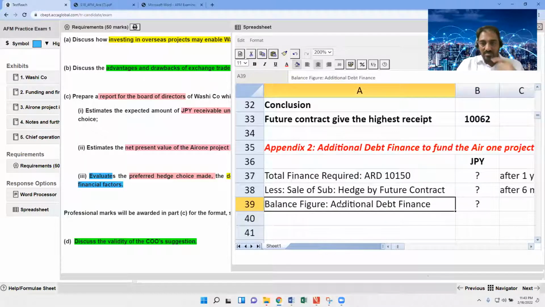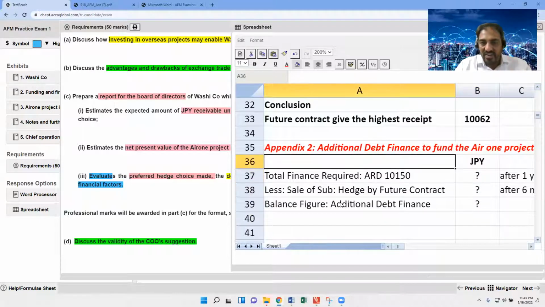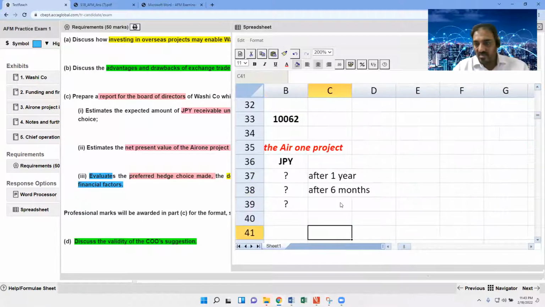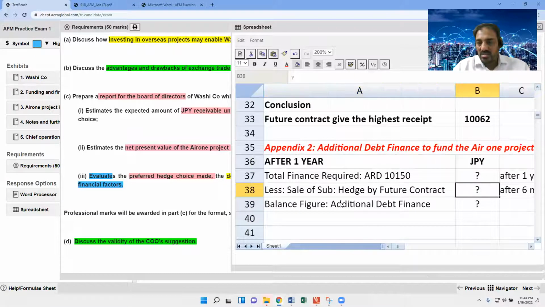Now work out. Whatever the working here is actually about after 1 year. The finance required after 1 year, that's a key point. So number one, do this, do that point.